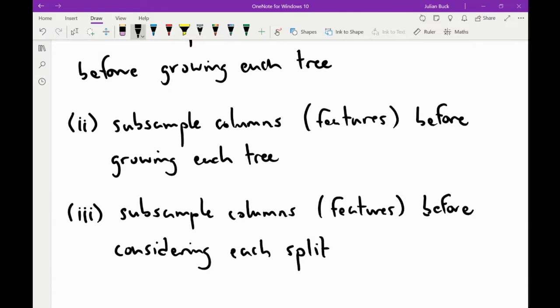Okay, so the difference between 2 and 3 then is in approach 2, for each tree we're only going to consider a subset of the features, but then for every split we'll evaluate all the features that we're considering. Approach 3 is saying, well, for every split we're going to randomly sample the features, so we're going to do split level randomization.